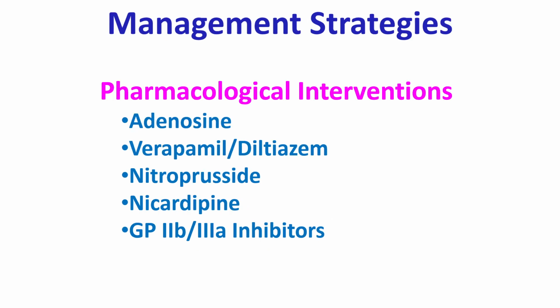Pharmacological interventions. Intracoronary administration is generally preferred over intravenous routes to achieve higher local concentration. Adenosine, a potent vasodilator, acts on A2 receptors to reduce microvascular resistance. Verapamil or diltiazem, effective in reducing microvascular spasm. Nitroprusside, an endothelium-independent vasodilator and nitric oxide donor. Nicardipine, often used due to its high selectivity for arterial smooth muscle.